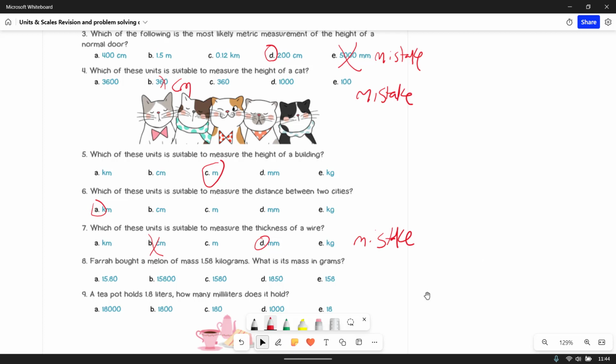Farah bought a melon of mass 1.5 kilograms. What is that in grams? So 1 kilogram is 1,000 grams. So that would be 1,500, so 8 is C. A teapot is 1.8 liters. How many milliliters does it hold? So again, 1 liter is 1,000 milliliters, so you times that by 1,000. So 9 is B.